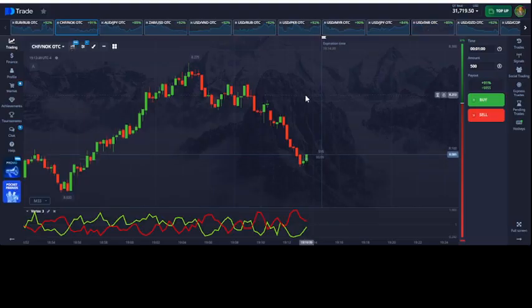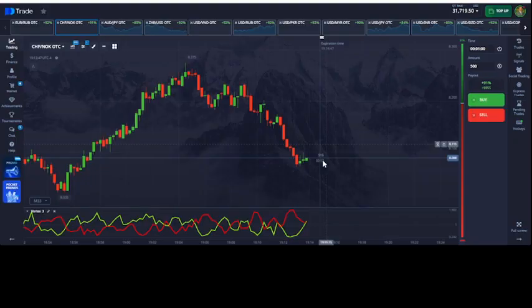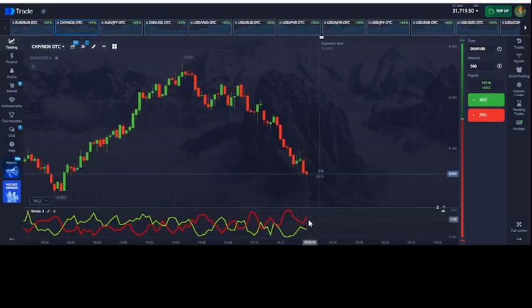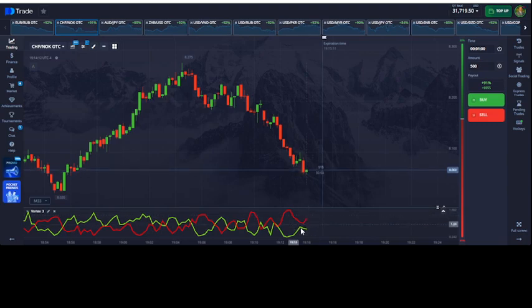Okay, so what I'm going to do now is look for a trade setup here. I'm waiting for a cross of the Vortex lines, the green Vortex line and the red Vortex line. The green Vortex line is the plus VI line. The red Vortex line is the minus VI line. So I'm going to wait for the cross.